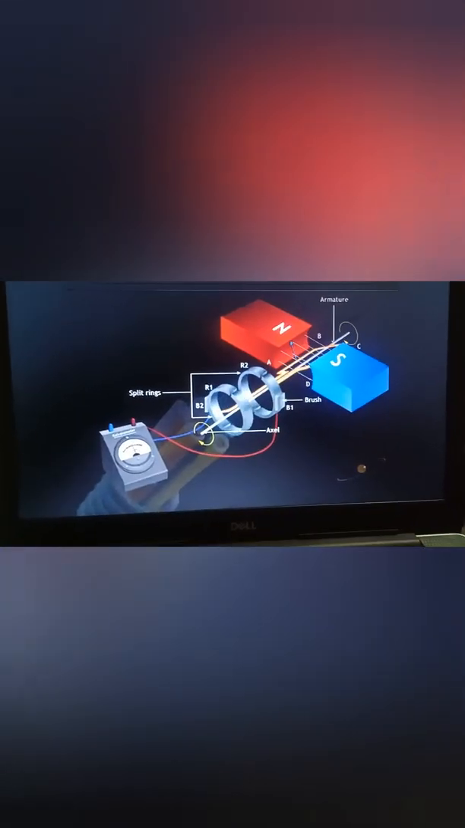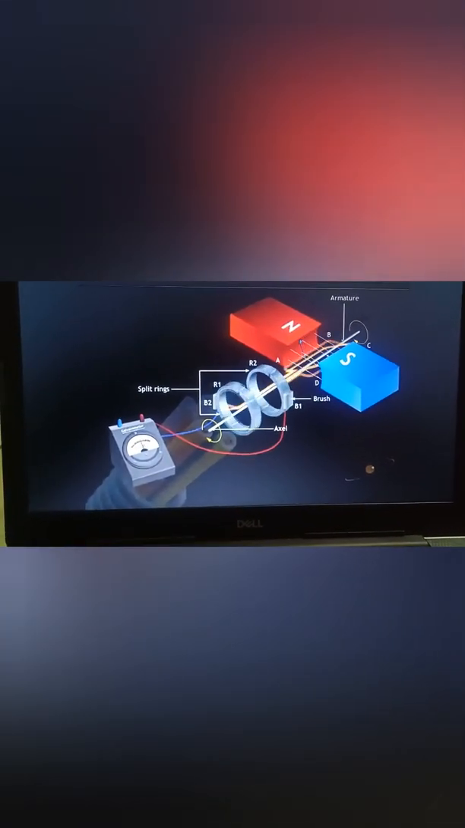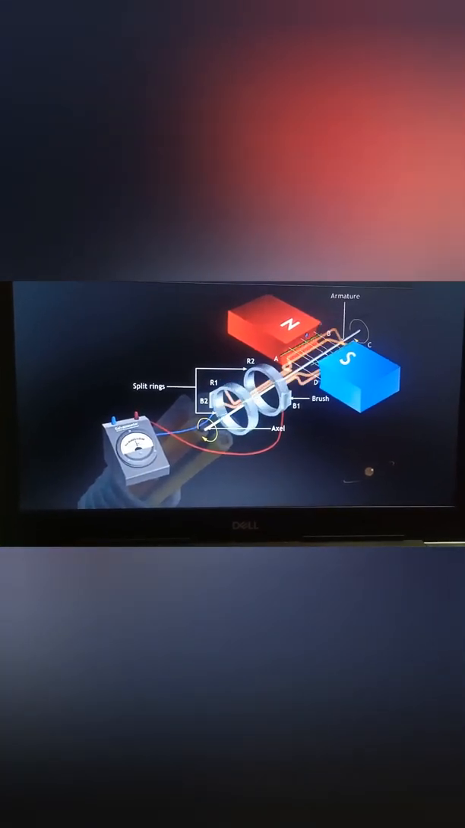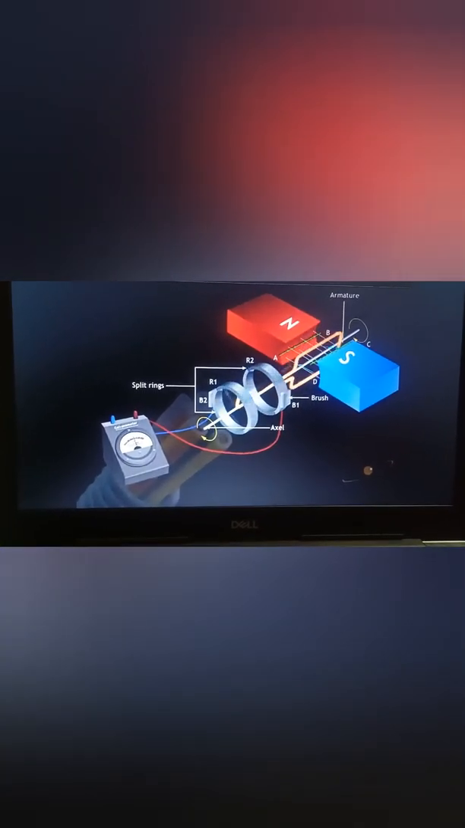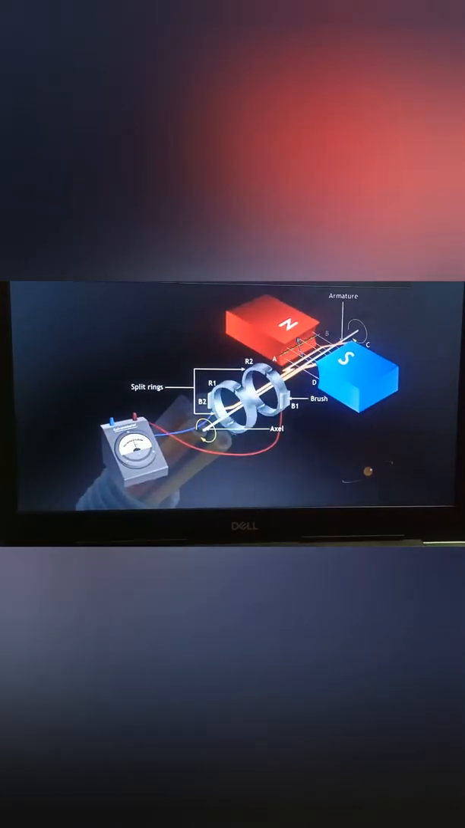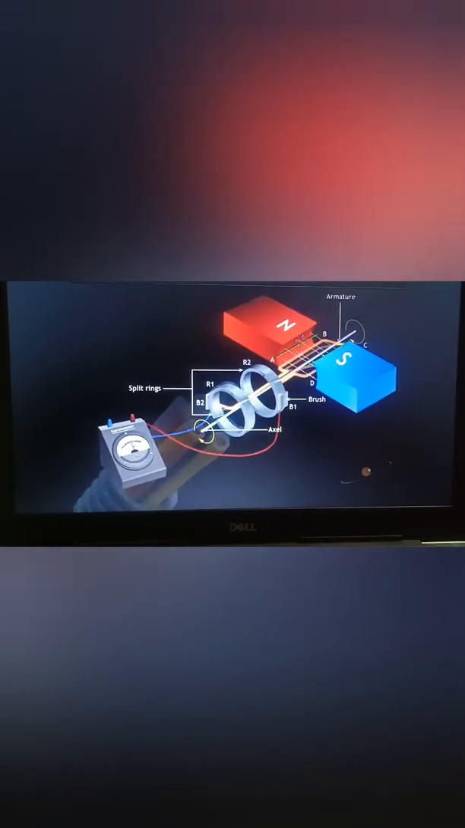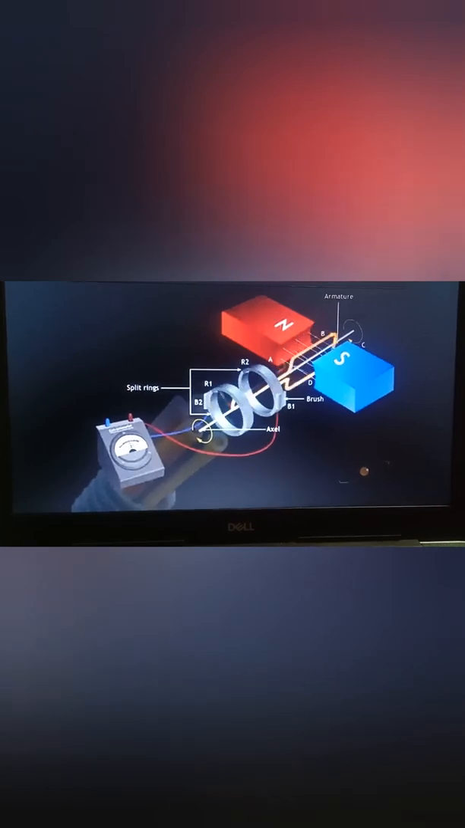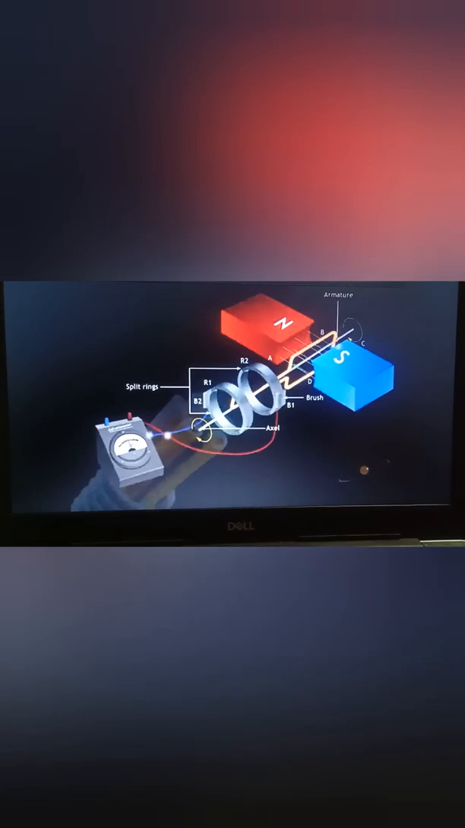Now let us discuss the working of the electric generator. When the coil rotates clockwise, AB moves upward and the CD arm moves downward. According to Fleming's left-hand rule, the current moves from A to B and then from C to D. You can see the current moving from B to B1. After half the rotation of the coil, AB is at the back and CD is at the front.